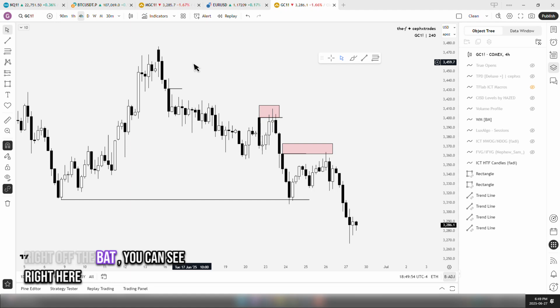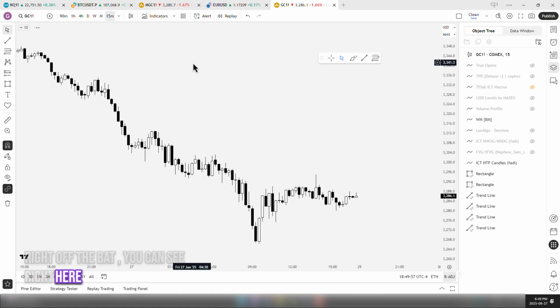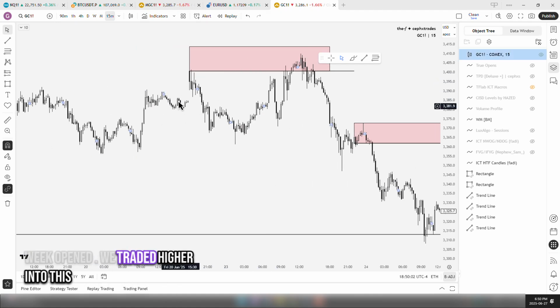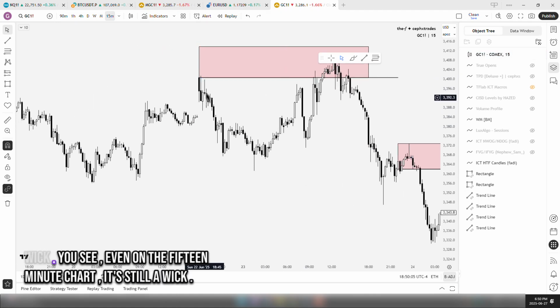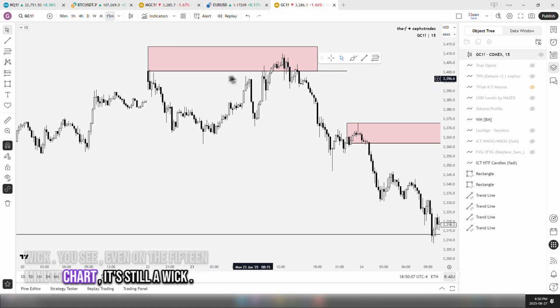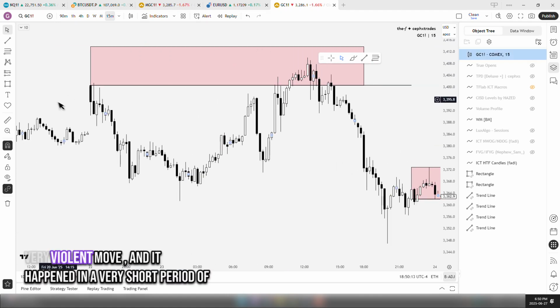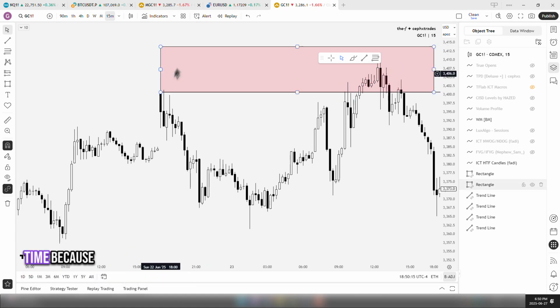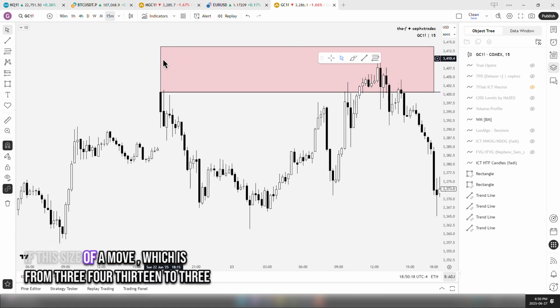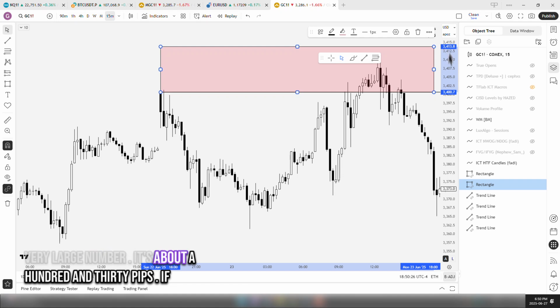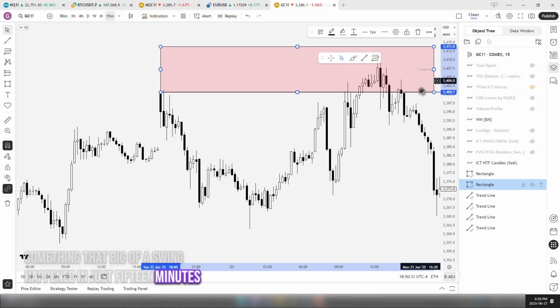And right off the bat, you can see right here, remember, this is the weekly open, right? So this is when the week opened. We traded higher into this wick. You can see, even on the 15-minute chart, it's still a wick. You're not seeing any bodies in this wick. That means it was a very violent move, and it happened in a very short period of time, because this size of a move, which is from 3413 to 3400, 13 points. 13 points on gold is a very large number. It's about 130 pips.